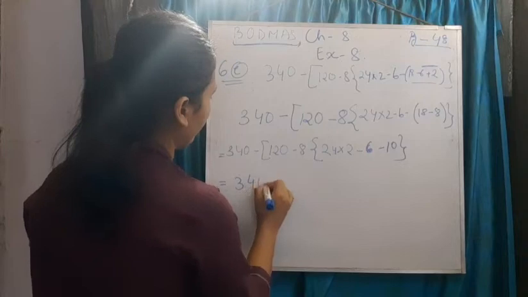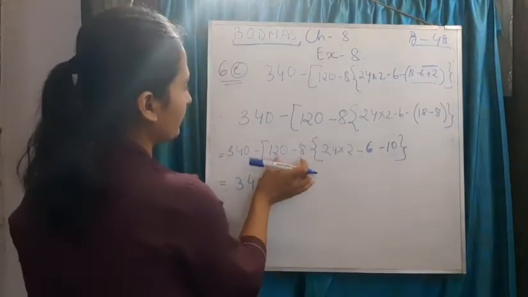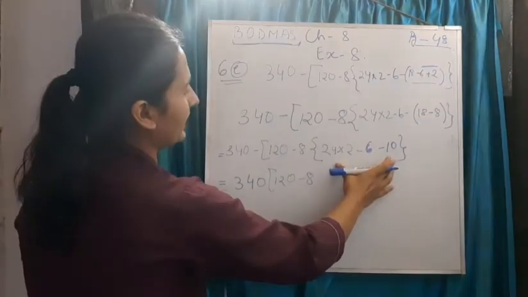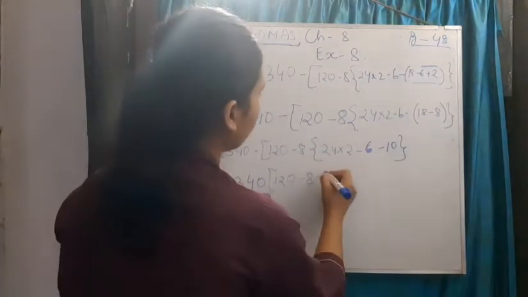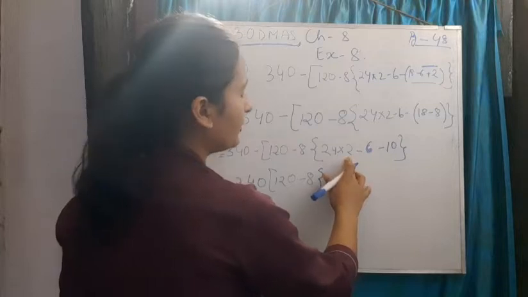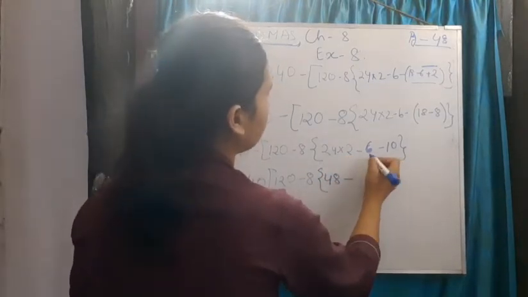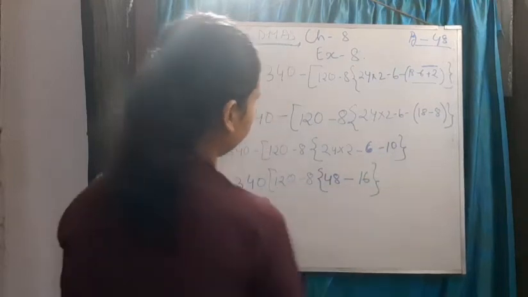So 340, 120 minus 8. See, never do this first, okay? We should always follow the rule. First, we have to remove the bracket. So let us solve the equation inside the bracket, right? So here, 24 into 2 is how much? 24 into 2 is 48. Minus 10 minus 6 minus 10. It will be your minus 16.